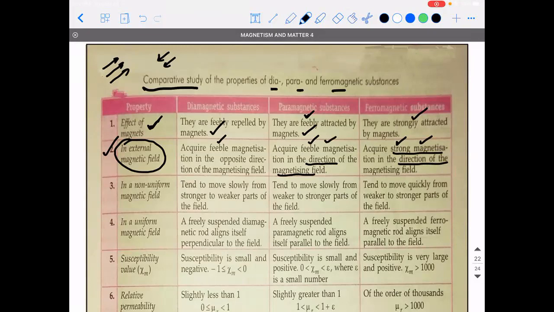Okay. Next. In the presence of a non-uniform magnetic field, like how you saw that experiment, right? There was a glass rod that was suspended and the glass rod tried to align itself in the direction perpendicular to the existing magnetic field, right? So whenever you suspend a diamagnetic substance in the presence of a non-uniform magnetic field, it tends to move slowly from stronger to weaker parts of the field. Whereas when you talk about a paramagnetic substance, it tends to move slowly from weaker to stronger parts of the field, and a ferromagnetic substance tends to move quickly from weaker to stronger magnetic fields.